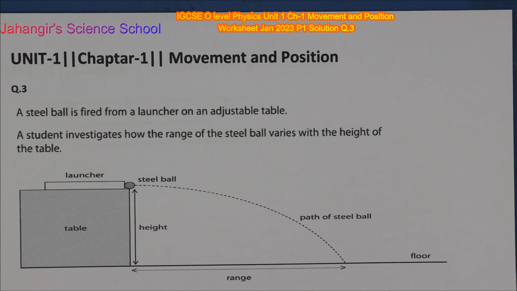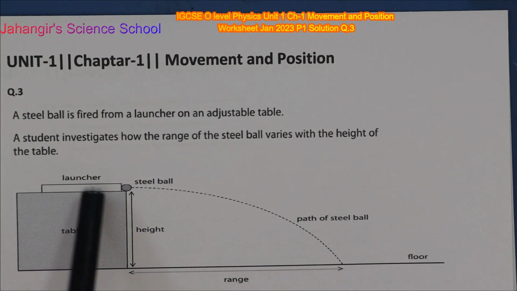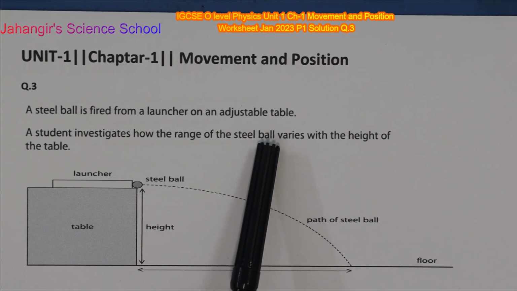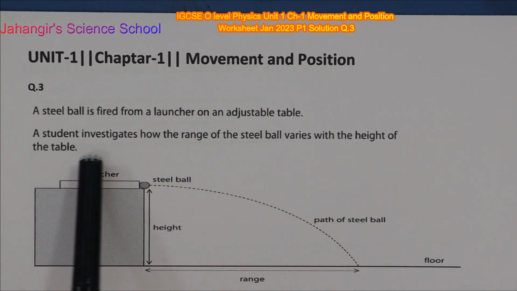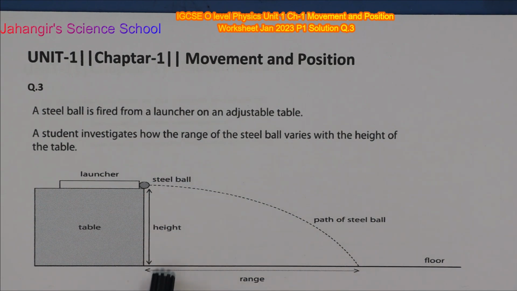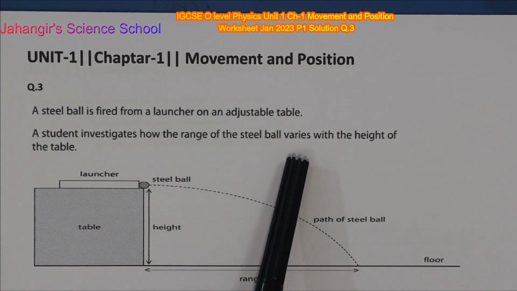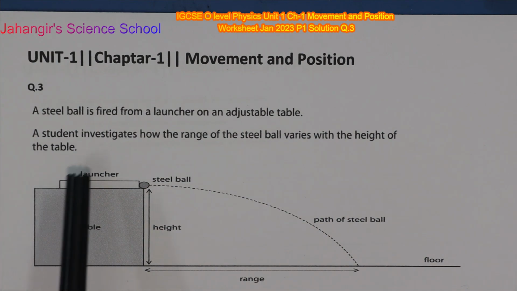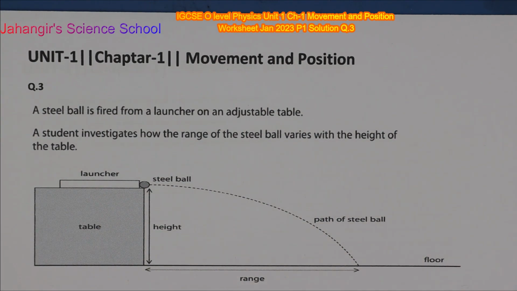Question number 3. A steel ball is fired from a launcher. This one is a launcher on an adjustable table height. A student investigates how the horizontal range of the steel ball varies with the height of the table.